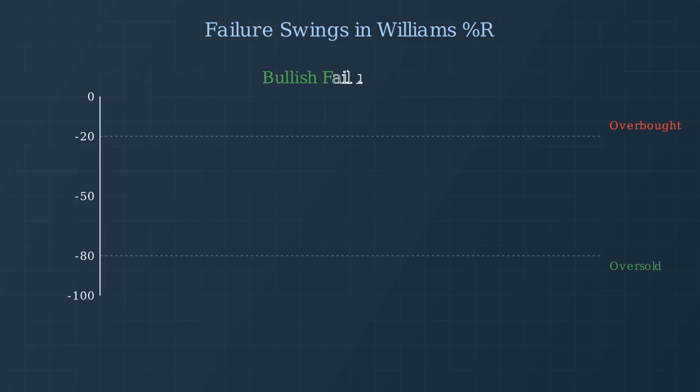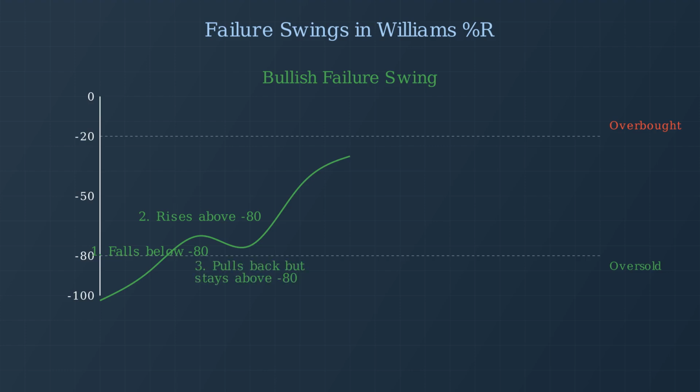A bullish failure swing can indicate strengthening upward momentum. The bullish pattern begins when Williams-Cent-R falls into the oversold region below -80. Next, the indicator rises above the -80 threshold, showing initial bullish momentum. Then it pulls back, but critically, it stays above the -80 level, indicating that sellers no longer have enough momentum to push prices back to previous lows. Finally, the indicator rises again, confirming the strengthening bullish momentum.